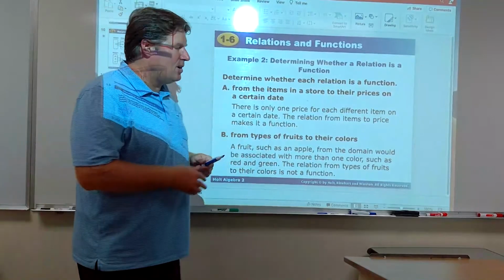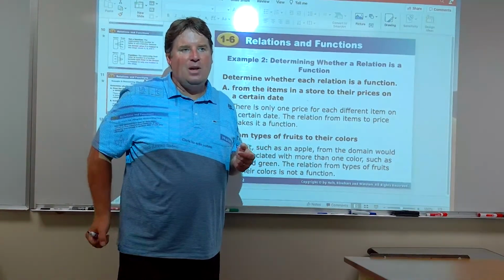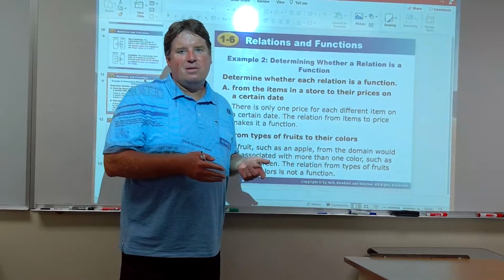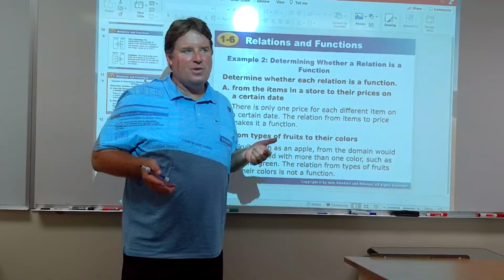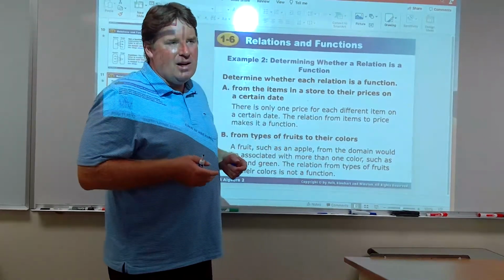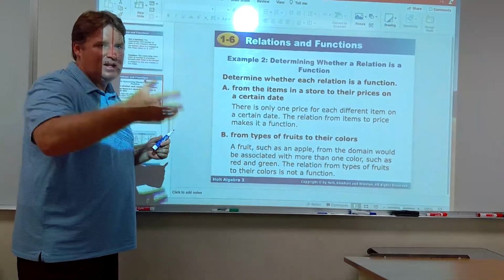Types of fruits to their colors. Let's just think of apples for a case. If I told you I had an apple, do you know for sure which color it is? And the answer is no. Most of them are red, but you could have green, you could have yellow. So again, you don't know which you have. That would be an example of something that's not a function because it has multiple outputs that you could have.